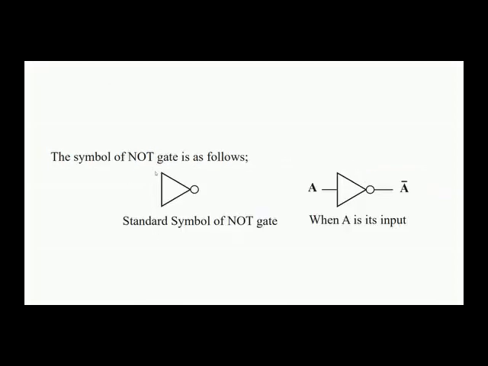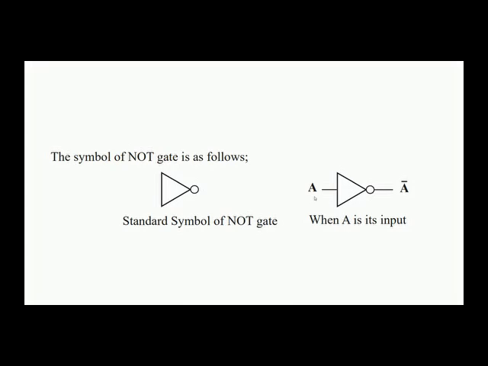Now this is the symbol of the NOT gate. If we input A, the output is A bar. If you input A, the output will be A bar.